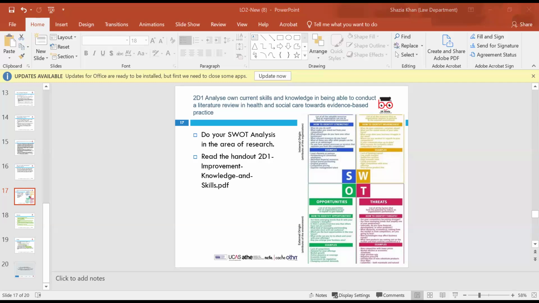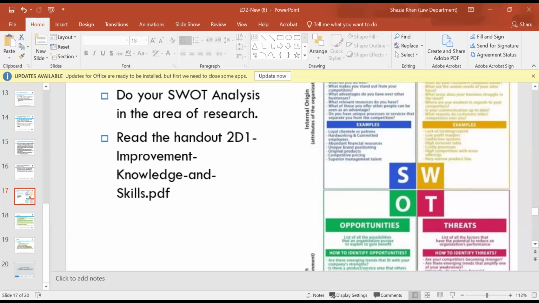Here you will look at your SWOT analysis. Has anyone ever done a SWOT analysis? Your strengths, weaknesses, opportunities, and threats? No one has ever done one? So this is an example of a SWOT analysis, okay?